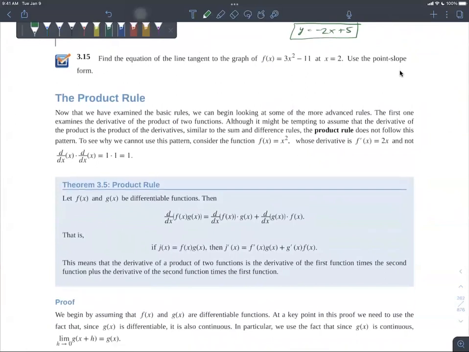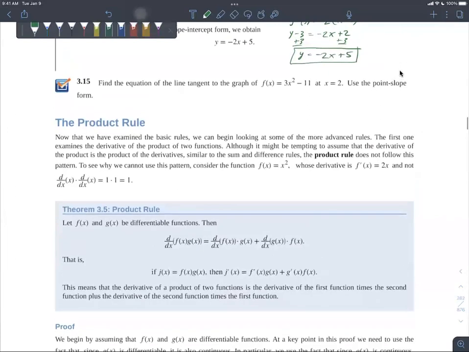So let's read. Now that we have examined the basic rules, we can begin looking at some of the more advanced rules. The first one examines the derivative of the product of two functions. Although it might be tempting to assume that the derivative of the product is the product of the derivatives, similar to the sum and difference rules, the product rule does not follow this pattern. To see why we cannot use this pattern, consider the function f of x equals x squared, whose derivative is f prime of x equals 2x, and not d dx of x times d dx of x.